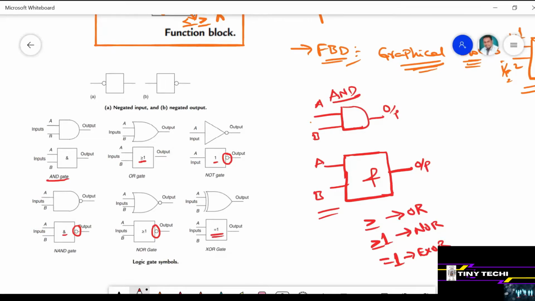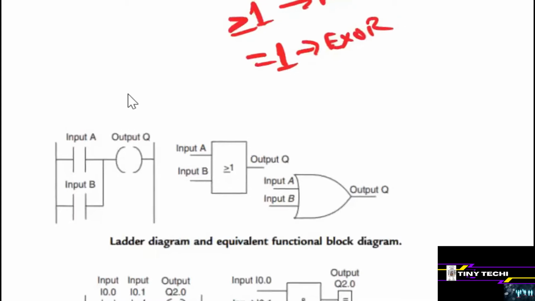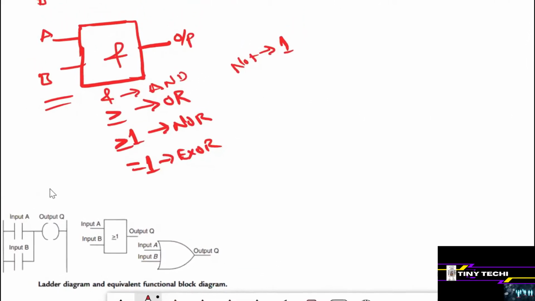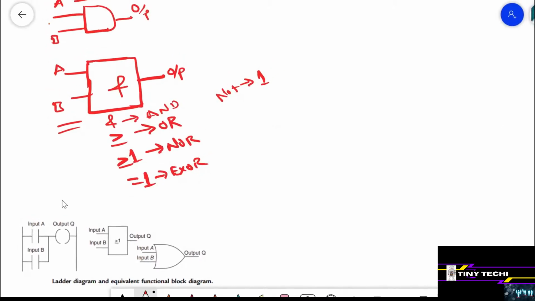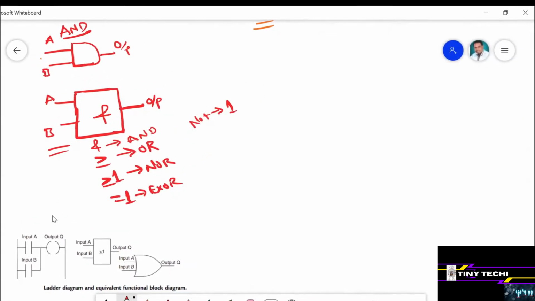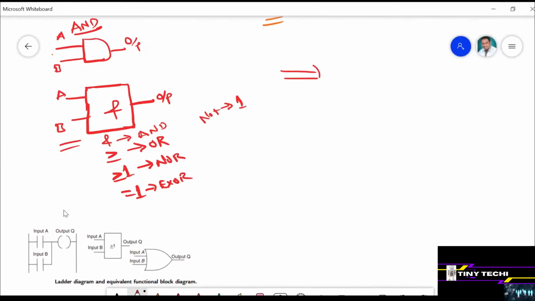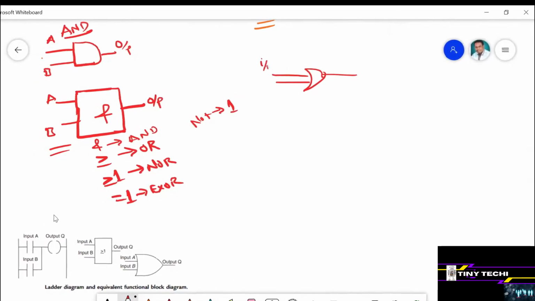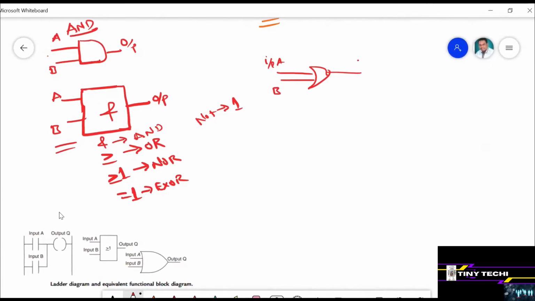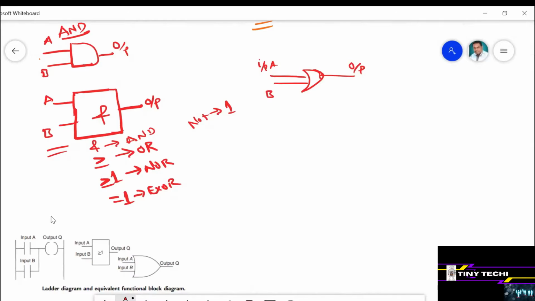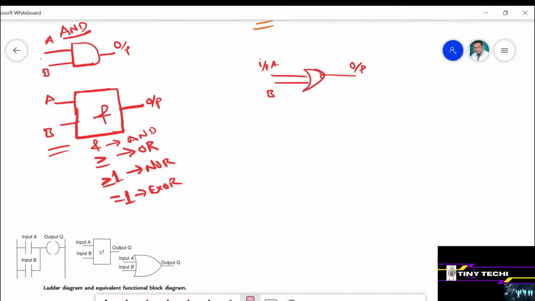Okay, you can see the AND gate. You can see the ladder diagram and the equivalent functional block diagram, and how we implement this in ladder logic. For example, we can take an OR gate. This is input A and B, and we have one output. How is this implemented in ladder logic, and how is it implemented in the function block diagram? Okay, we can see now.